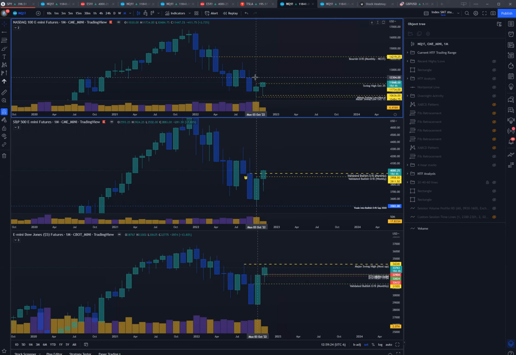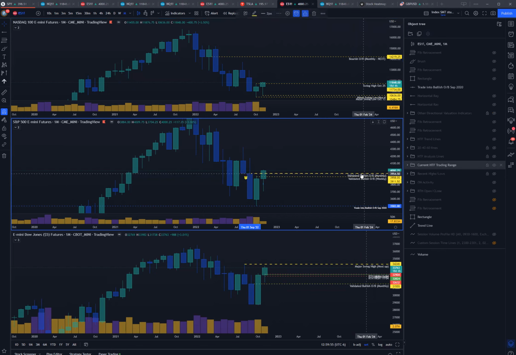And in the NASDAQ, well, actually, now that I look at it this way, it's above the high of the body of the candle on the monthly here, but actually this red candle, blue candle hasn't been validated yet as a monthly bullish order block. So this is slightly incorrect. Let me see.